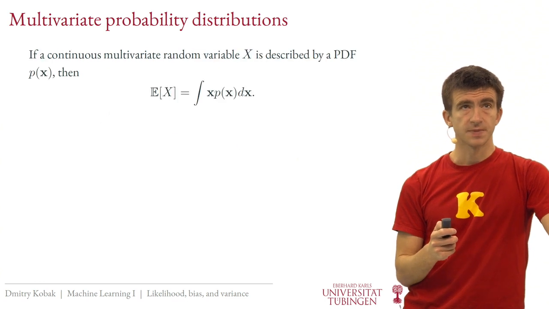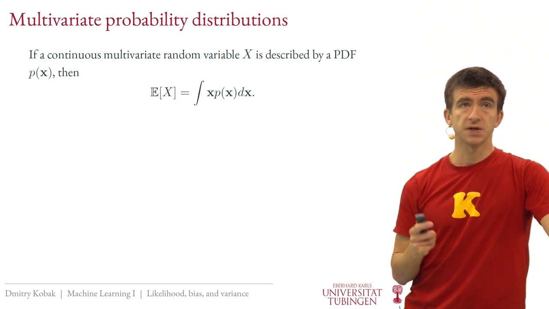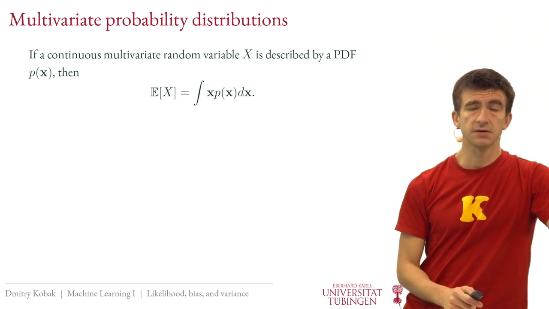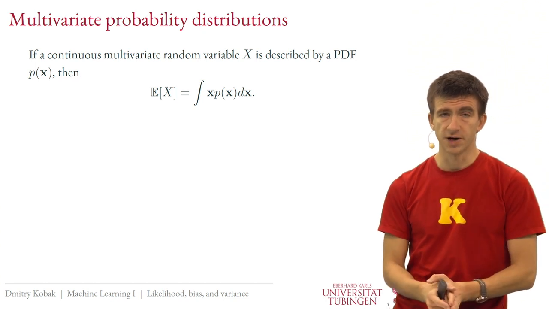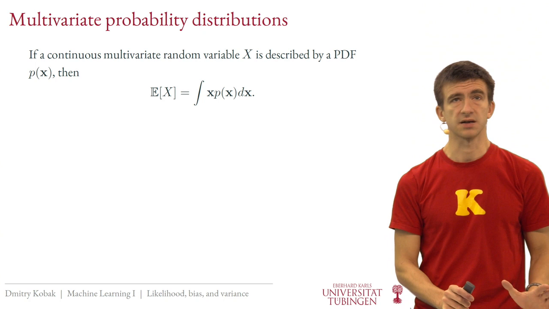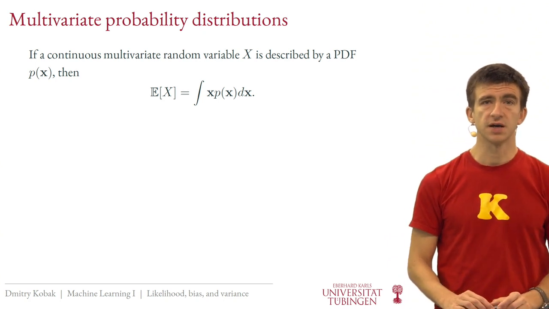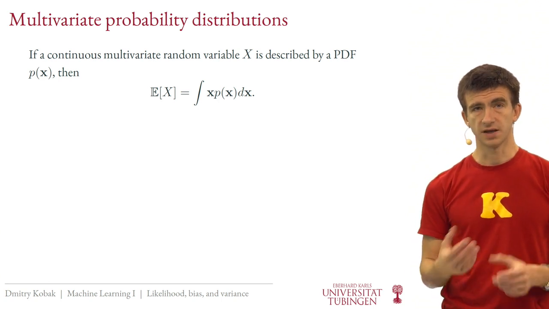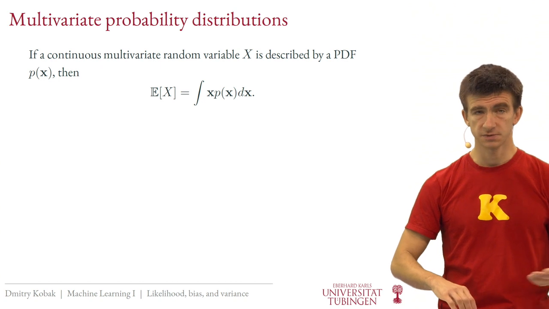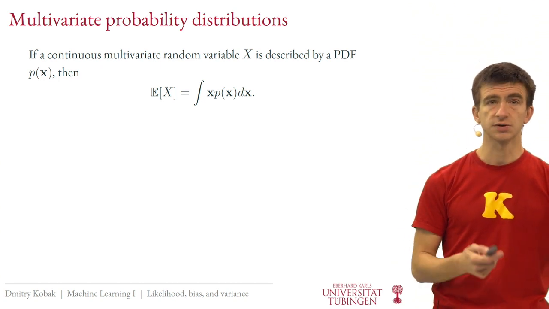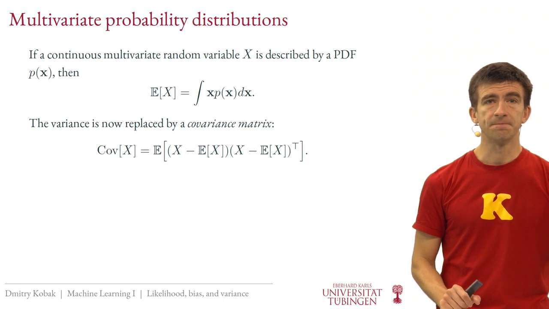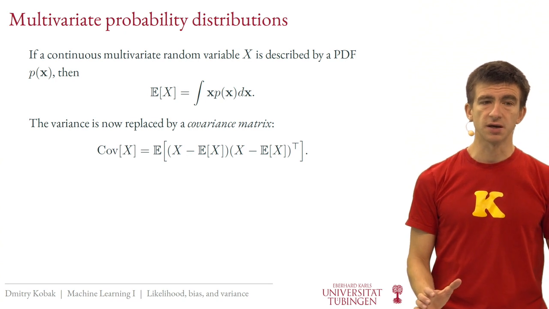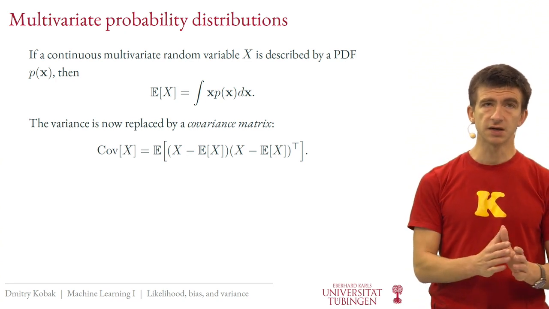All right. So, one more thing. If a continuous multivariate random variable is described by a probability density, then how do our notions of expected value and variance work here? Well, for expected value, it works exactly the same as before. You just put the vectors in there. And what you get out is, of course, also a vector, right? So the expected value will be a vector, because everything happens now in two dimensions, for example, on the previous slide. So the expected value will also be two-dimensional. It's a vector.